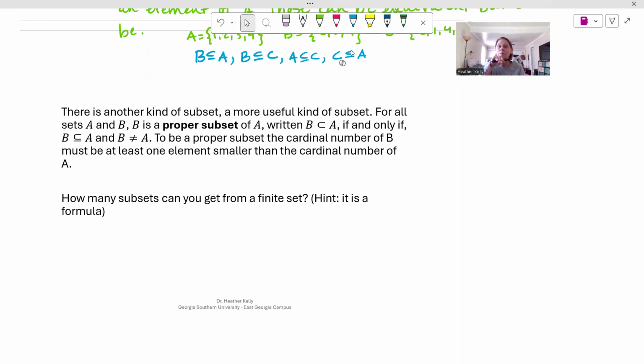It says B is a proper subset of A if and only if B is a subset of A and B is not equal to A. So in other words, to be a proper subset, I love this, the cardinal number of B must be at least one element smaller than the cardinal number of A. In other words, it must have at least one less element to be a proper subset.